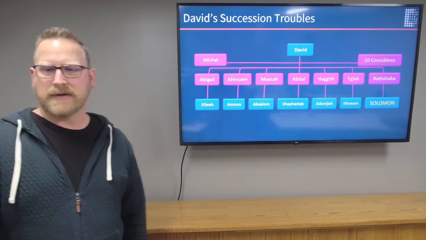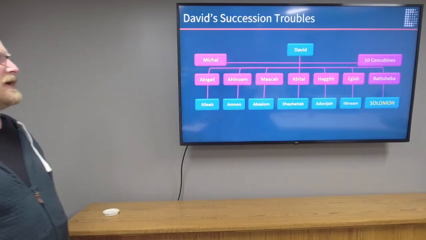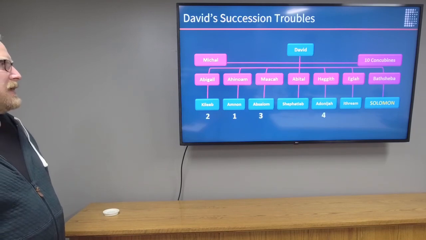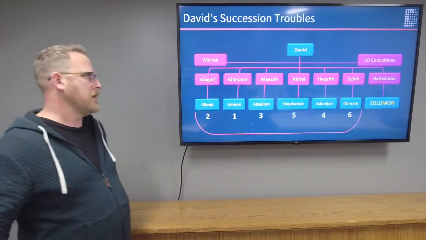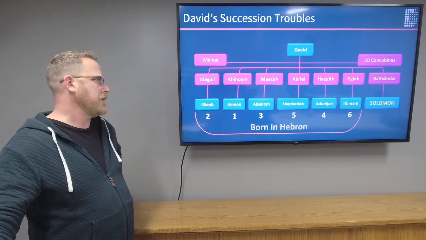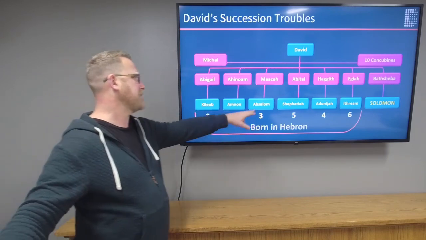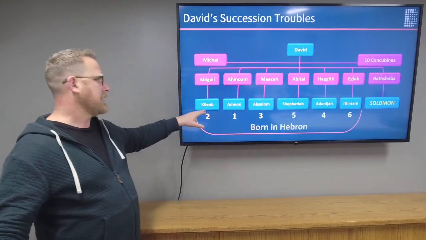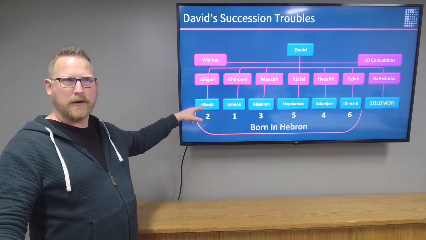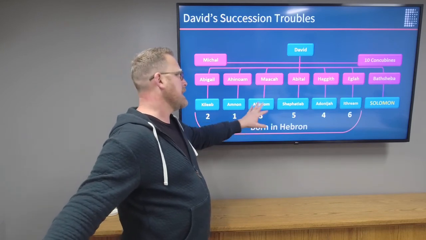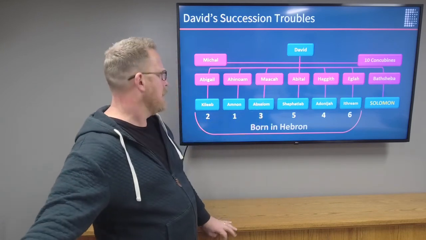So when you see here with David's kids, you have the sons that were born to him while he was in Hebron. Amnon was the oldest, and he was the one killed by Absalom. Gilead, we hear almost nothing about. Absalom is the one then that tries to take over, and he ends up being killed.